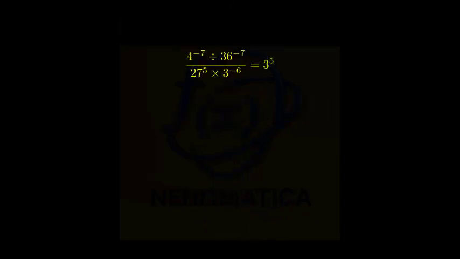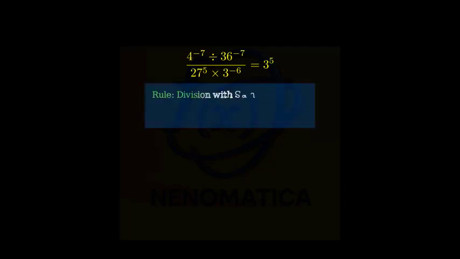Which 4 to the negative 7 power divided by 36 to the negative 7 power equals 3 to the 5th power. First, let's apply the rules of exponents to simplify this expression. When we divide numbers with the same exponent, we can divide their bases and keep the exponent the same.